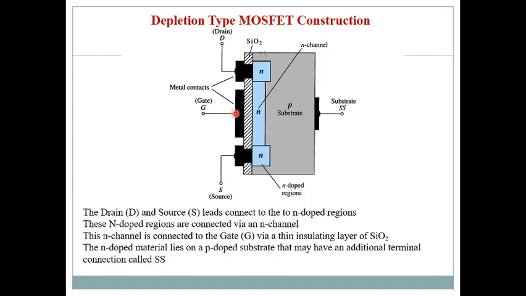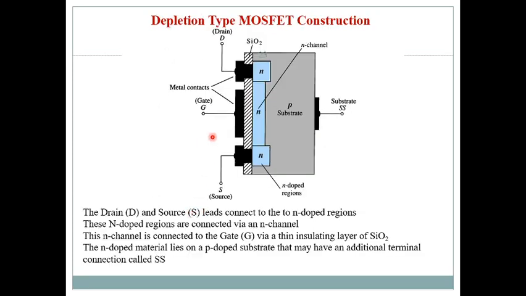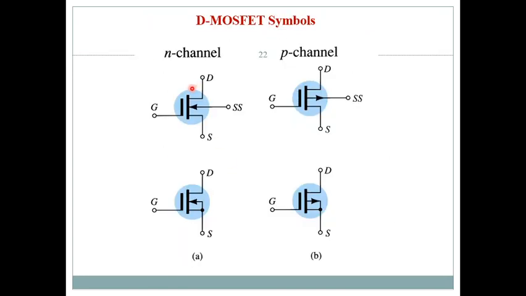We will look at the operation. Now the symbol, right? You can see a continuous channel. This is actually N plus, a little heavier doping concentration, so that you have an ohmic connection between the drain and source electrodes and the channel, and then the channel is there. So it's a continuous channel, and that is shown here.